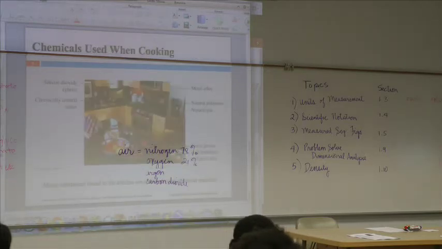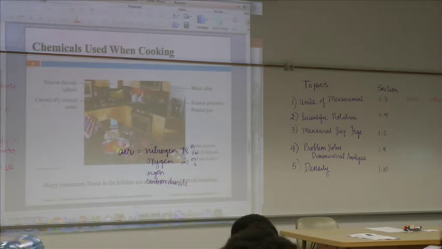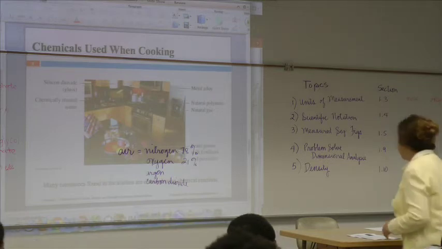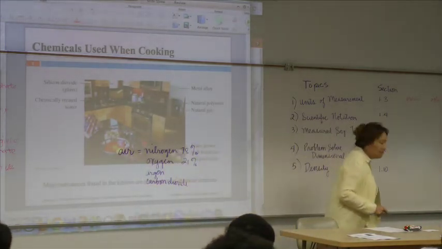So when we cook also, there are certain codes when you buy certain foods too, right? So you always like to buy, of course, organic. And it's going to be hard to see this. Do you see the apples there?